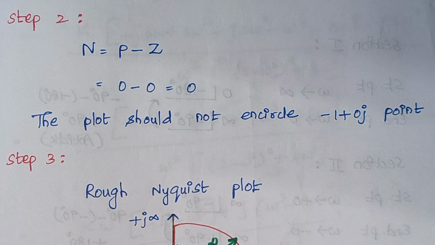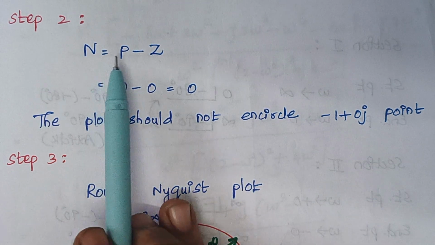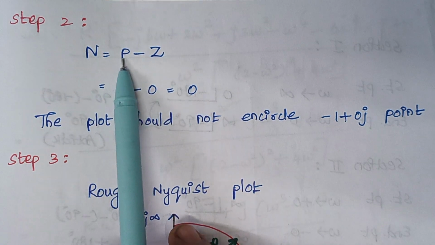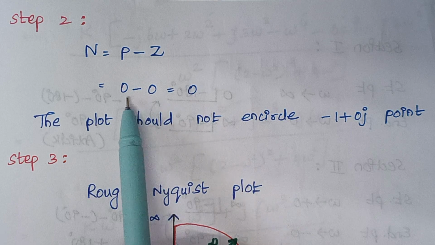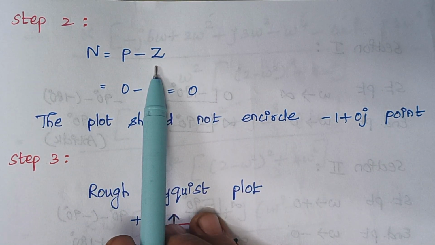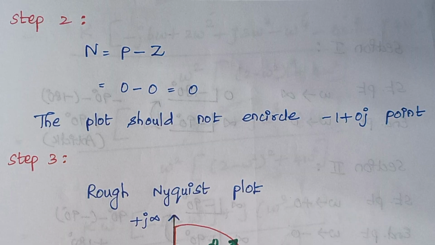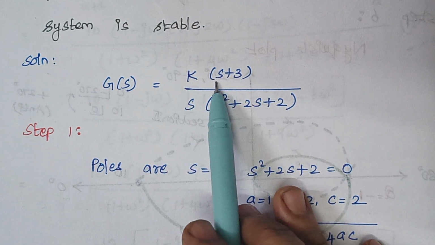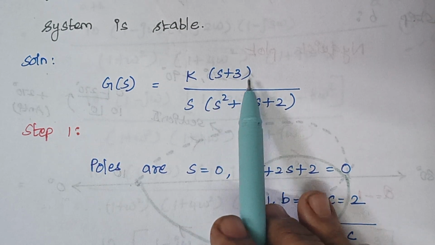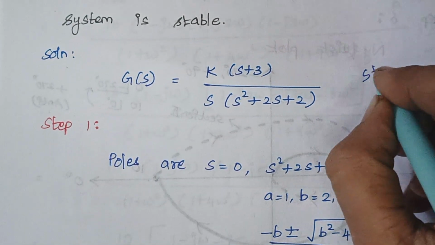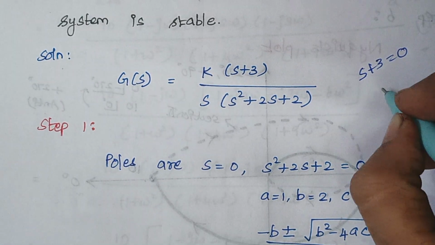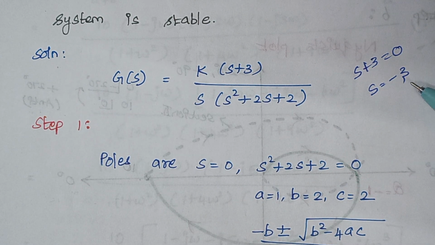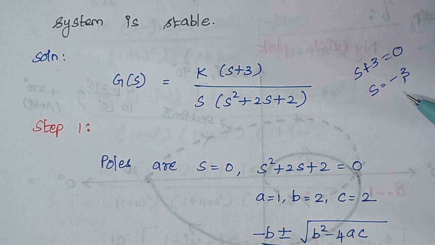The second step is finding number of encirclements. So N is given by P minus Z. Just now we had seen the number of poles lying on the right hand side of S-plane is 0, right? And what about zeros? From the problem we are having a zero. The value is s plus 3. When you solve this, s plus 3 is equal to 0 and the value of s will be equal to minus 3, right? Again this minus 3 will be lying on the left hand side of the S-plane.